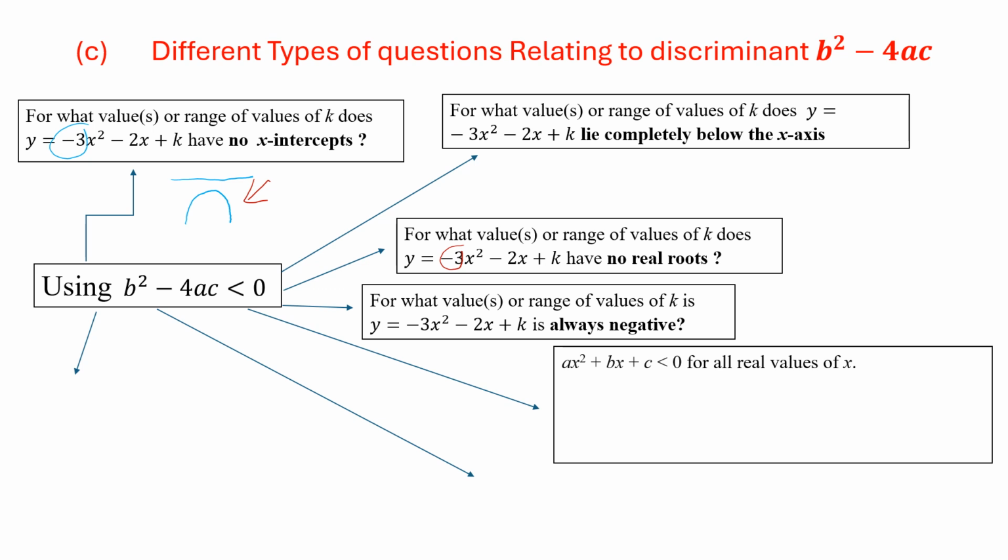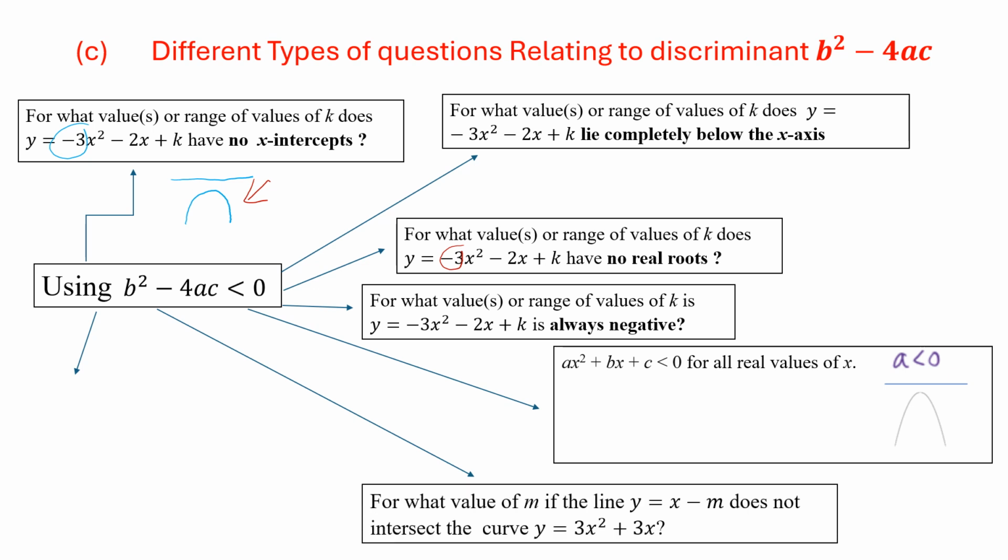Sometimes they may give you ax squared plus bx plus c is less than 0 for all real values of x, where a is less than 0, an n-shaped curve like what we mentioned. So less than 0 means it's below the x-axis, it lies completely below the x-axis. Yes, it can also be that the line doesn't intersect with the curve, like what we discussed in the earlier slides about the line and the curve. It does not intersect at all. So that is when we have no real roots.